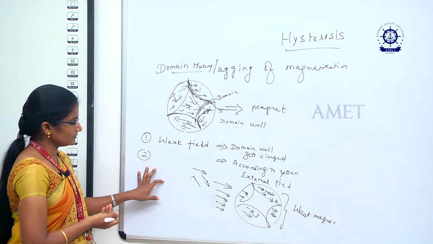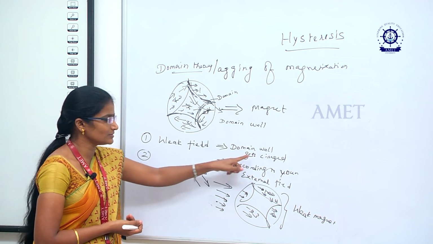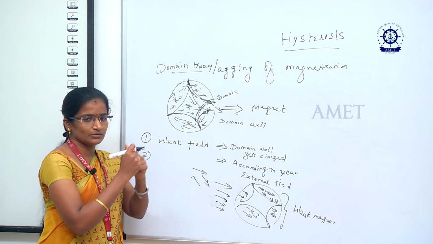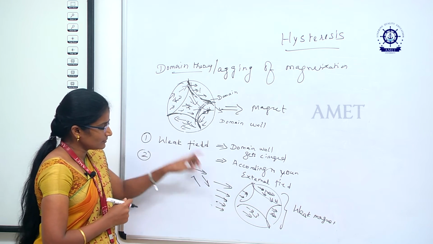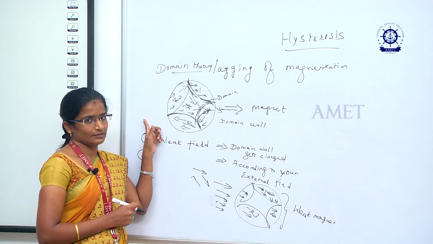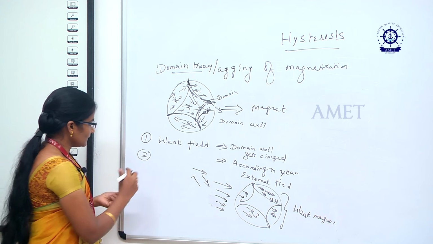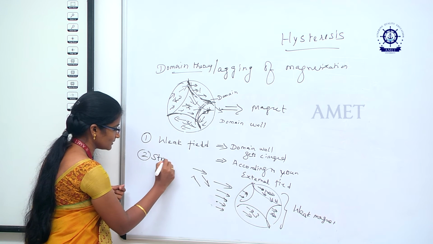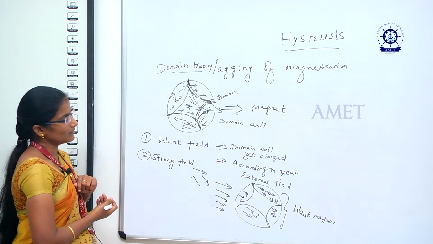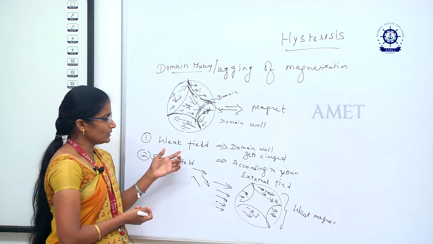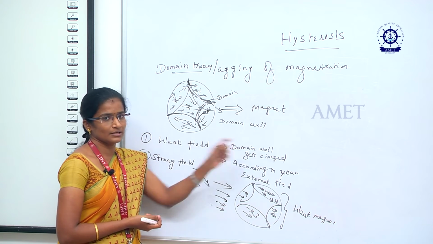In the first process we give some weak field on this material. At that time the domain wall gets changed, maybe contraction or expansion. Some of the spins in the domain change their direction according to your field, and it acts as a weak magnet. The next process is we give some strong field on this material. What will happen? Please note the point: when we give a weak field on this material, only the domain wall gets changed.